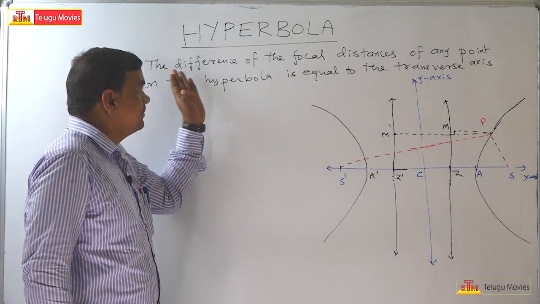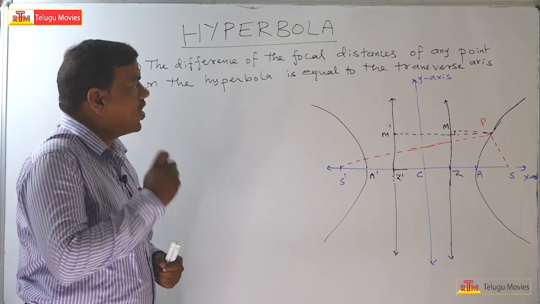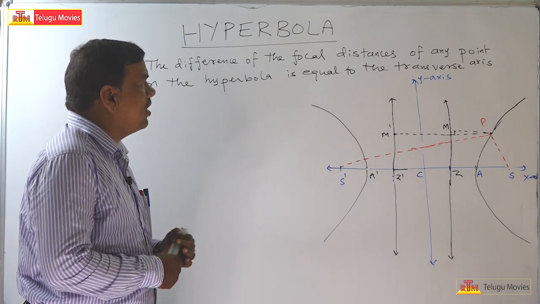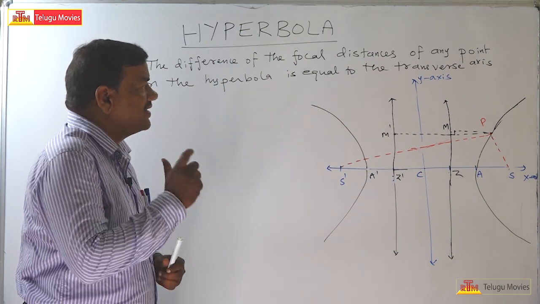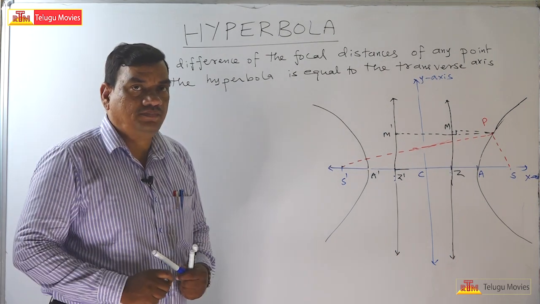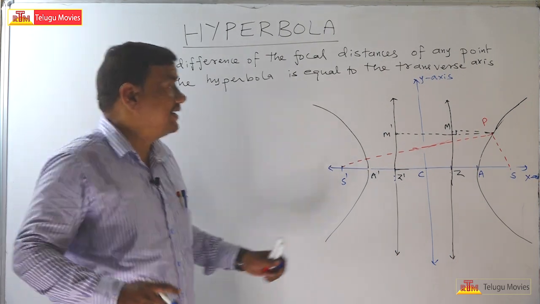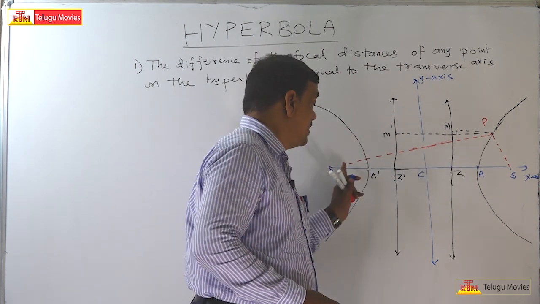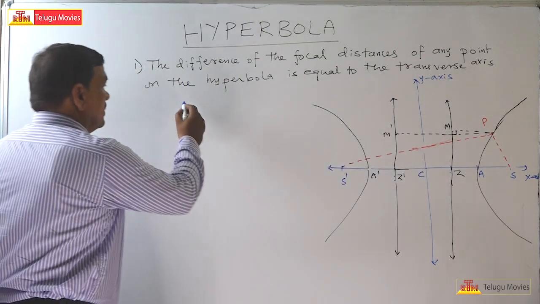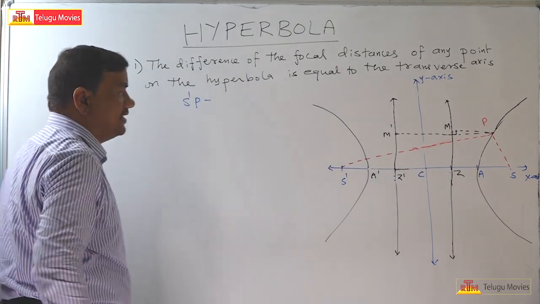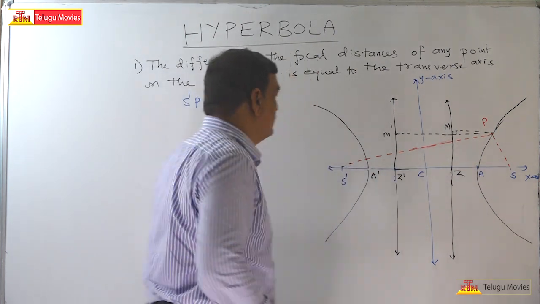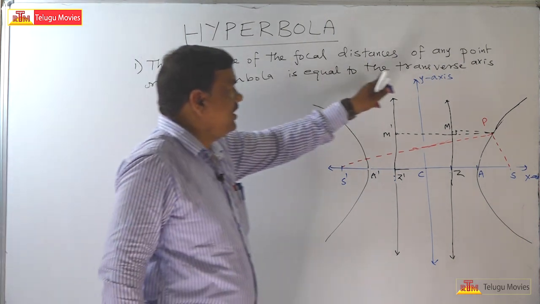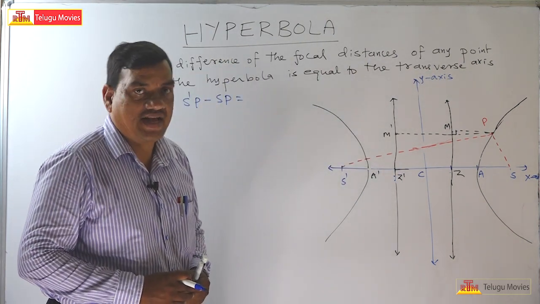The concept is: the difference of the focal distances of any point on the hyperbola is equal to the transverse axis. What we have to prove is, let P be any point on the curve, especially the hyperbola, then S'P minus SP, that is the difference of the focal distances, is equal to the length of the transverse axis.